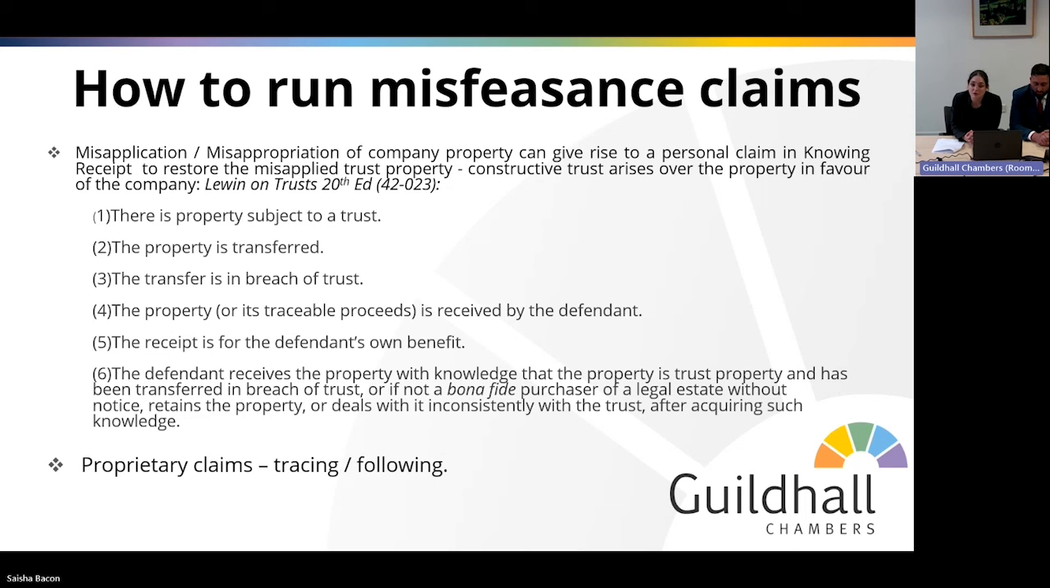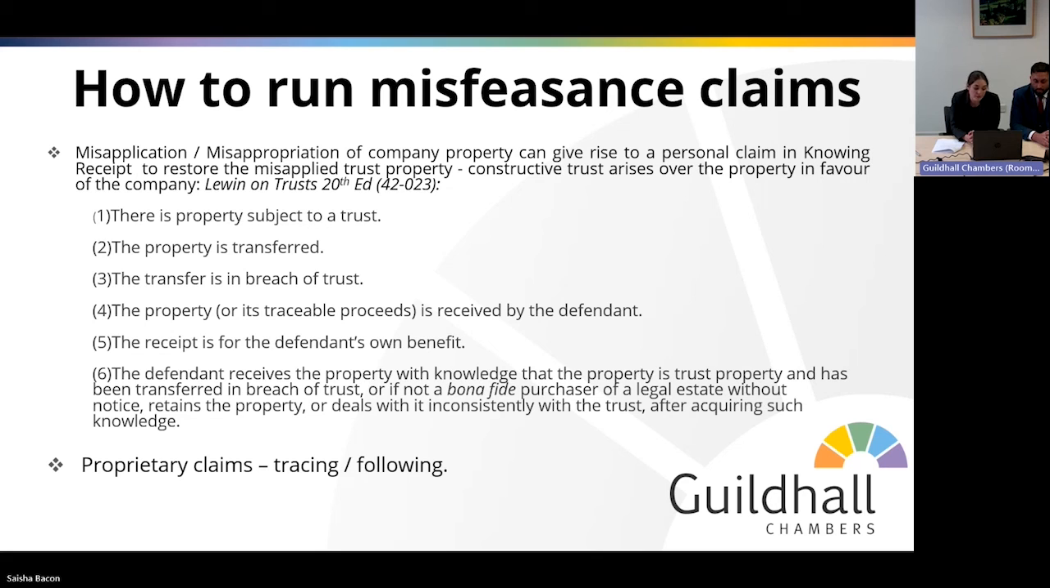It has to be shown that the receipt of the property is for Mr. C's own benefit, and also it has to be shown that Mr. C, when he receives that property, has knowledge that, firstly, the property is trust property. Secondly, it's been transferred in breach of the trust. Or if he's not a bona fide purchaser of a legal estate without notice, and he retains the property or deals with it inconsistently with the trust after acquiring such knowledge. If those requirements are established, then against Mr. C, for example, he is a constructive trustee of the trust property concerned.